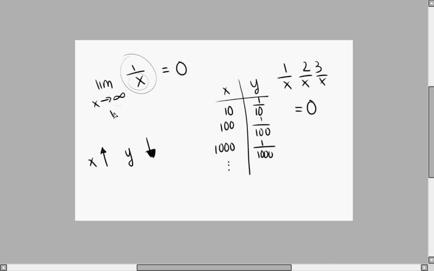And if you are given limit as x goes to negative infinity of 1 over x, all the x values would just be negative, and the resulting y values would just be negative too. So that's what you would do if you had this kind of problem.